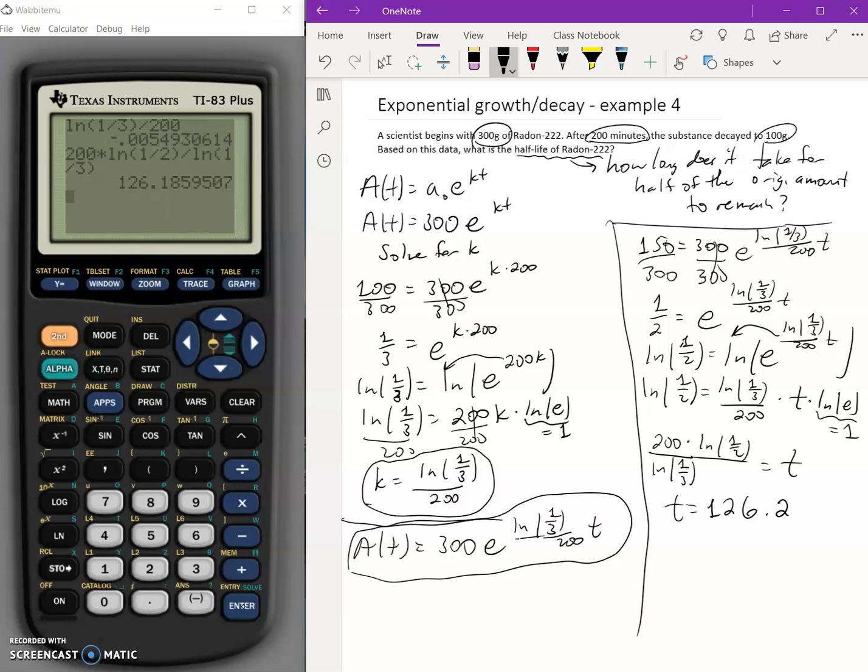126.2. So this is the amount of time, and the unit is minutes. So it takes about 126 minutes for only half of the total amount of radon to still exist because it is decaying and is doing this weird chemical process. So if you take chemistry, you'll talk about exponential growth and decay, or exponential decay, of these radioactive materials.